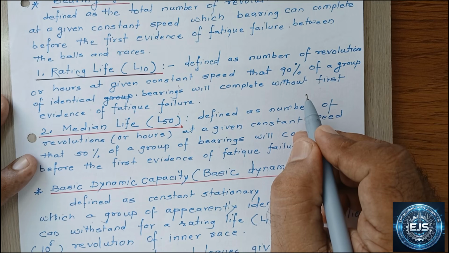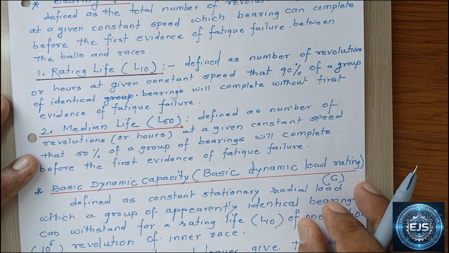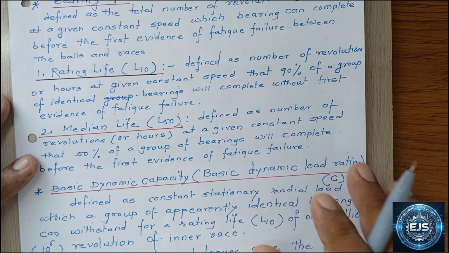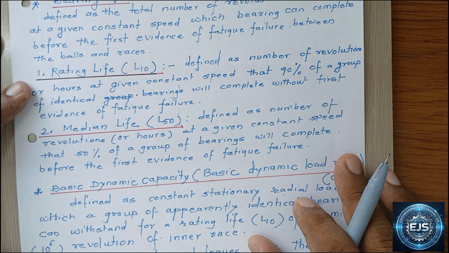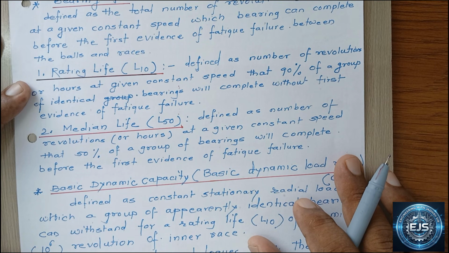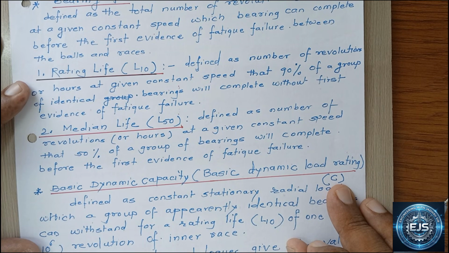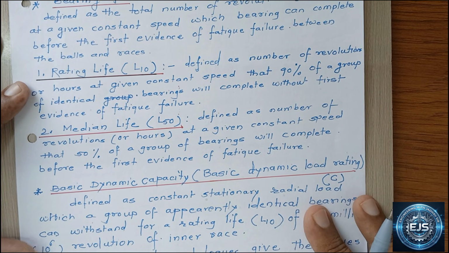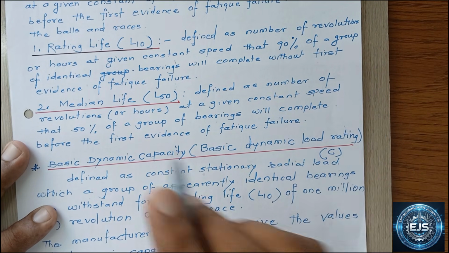बेरिंग का एक ग्रुप है, उसमें से 90% ऑफ द बेरिंग कितने रेवोल्यूशंस या कितने आवर्स कंप्लीट करेंगे विदाउट एविडेंस ऑफ फटीग फेल्योर. फटीग फेल्योर होने के पहले कितने रेवोल्यूशंस वो बेरिंग कंप्लीट करेगा या कितने आवर्स का सर्विस ये बेरिंग कंप्लीट करेगा, 90% ऑफ द बेरिंग कंप्लीट करेगा, दैट इंडिकेट्स द L10 लाइफ और रेटिंग लाइफ ऑफ द बेरिंग. So number of revolutions and hours that 90% of the group of identical bearings will complete without first evidence of fatigue failure. That is known as a rating life or L10 life of the bearing. So L10 life is in millions of revolutions, and it is also expressed in hours of service.